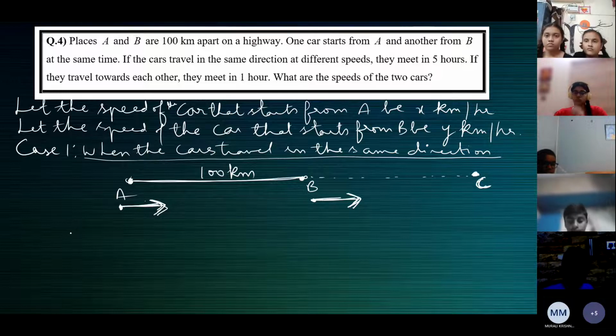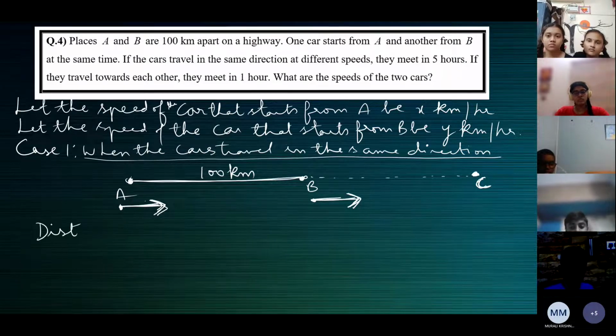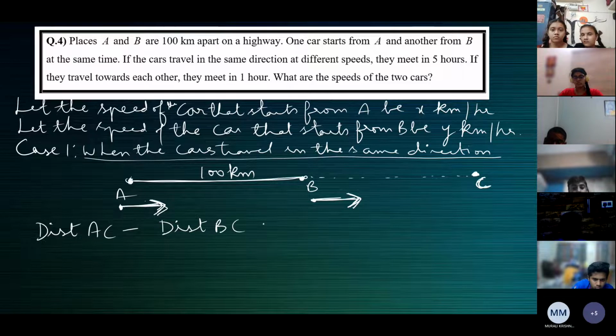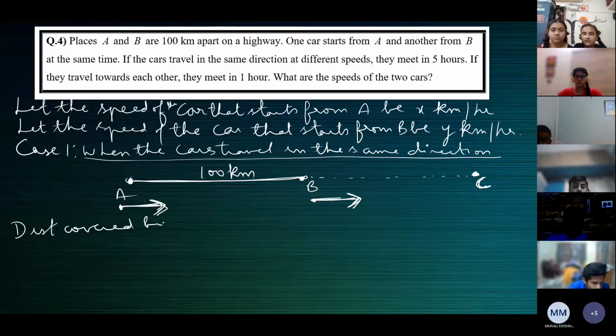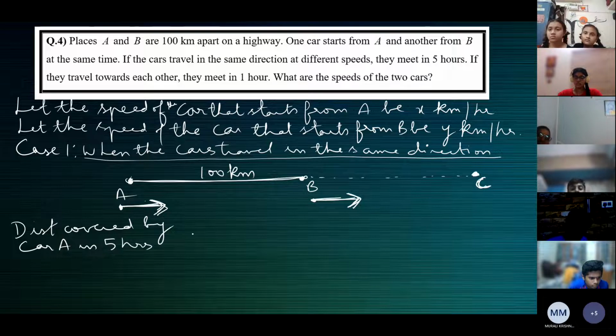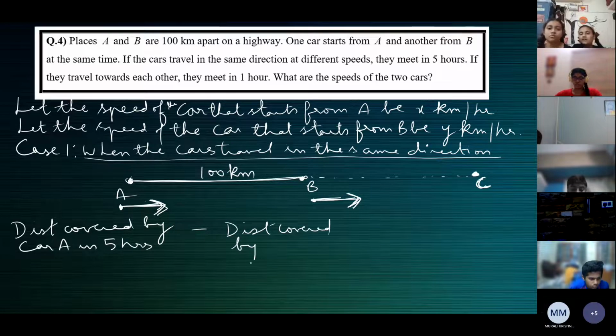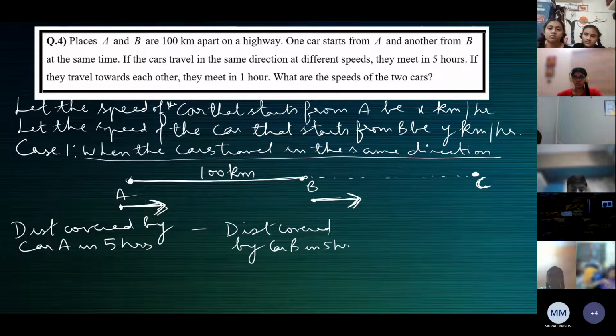So my first equation, see here children, I'm going to write distance AC minus distance BC is equal to, distance covered by car A in 5 hours minus distance covered by car B in 5 hours is equal to AB, which is 100 kilometers.